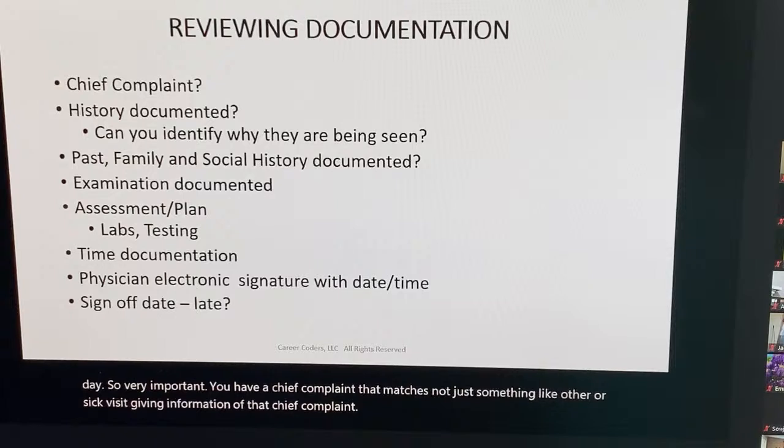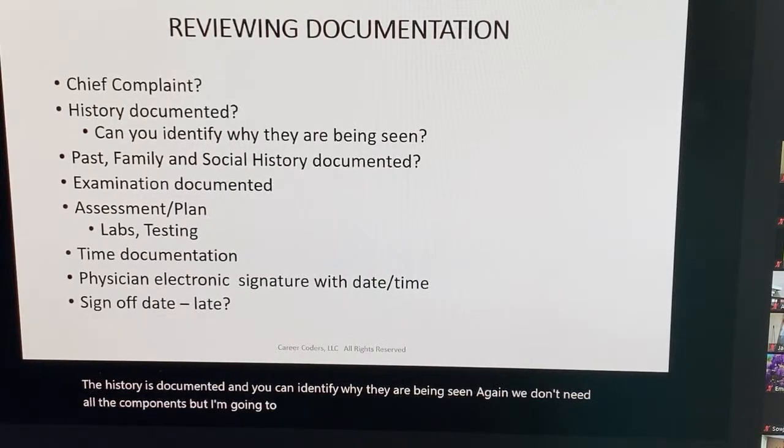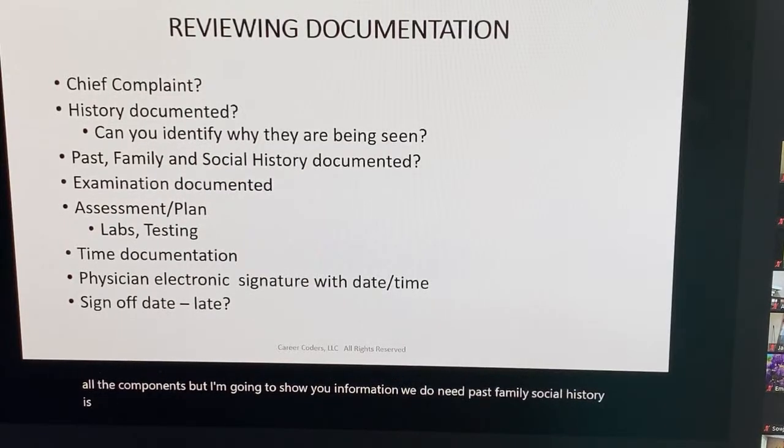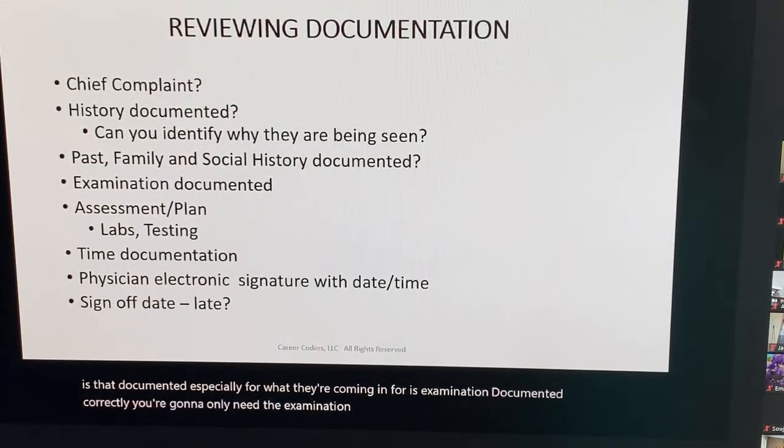The history is documented. You can identify why they are being seen. Again, we don't need all the components, but I'm going to show you the information we do need. Past, family, social history: is that documented, especially for what they're coming in for? Is the examination documented correctly? You're only going to need the examination. It doesn't need to be a full exam, but for what they're presenting for.